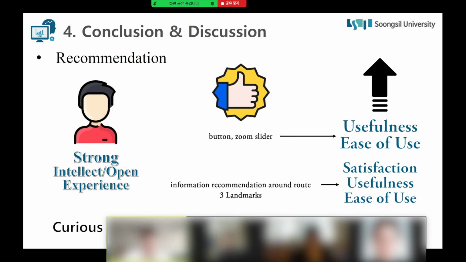Finally, for users with strong intellect and openness to experience tendencies, it can be recommended to provide the button zoom slider design type in terms of usefulness and ease of use, information recommendation around route, and the three landmark design type in terms of satisfaction, usefulness, and ease of use. It can be interpreted that intellectually curious and open-minded users prefer to use design types with features related to various tasks.